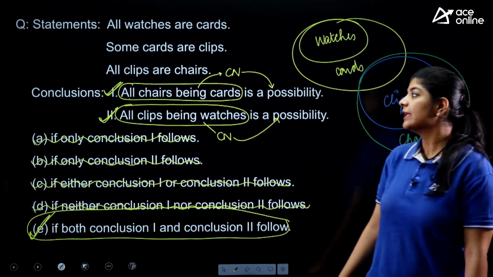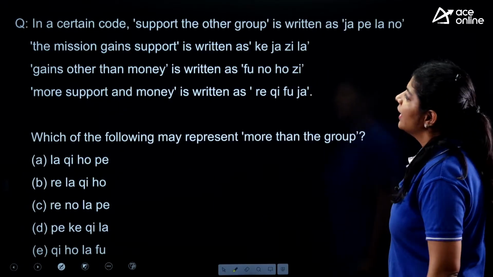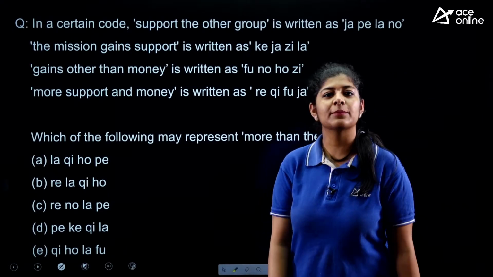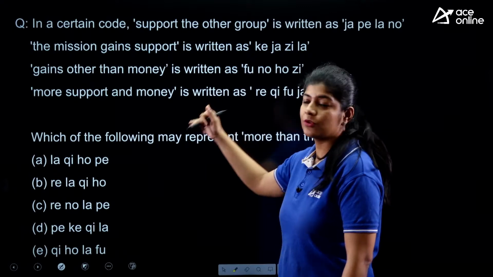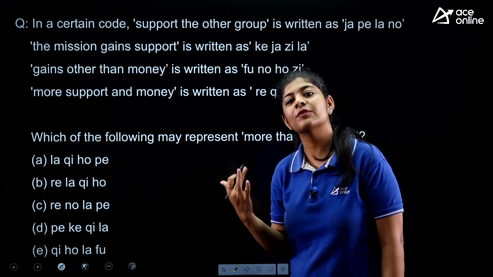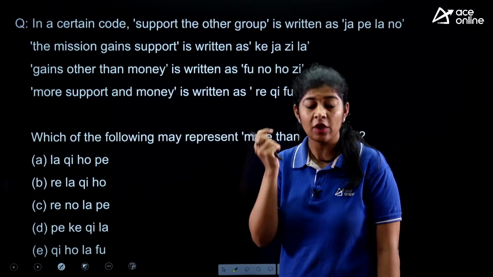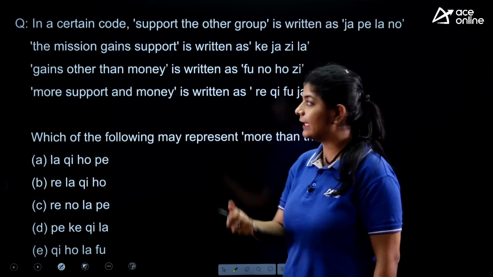Very good, Raghav. Next. The next question is from the concept of coding and decoding, and we know that whenever we have this type of question, first we simply have to focus on the most common part or the most common word we are having, right?